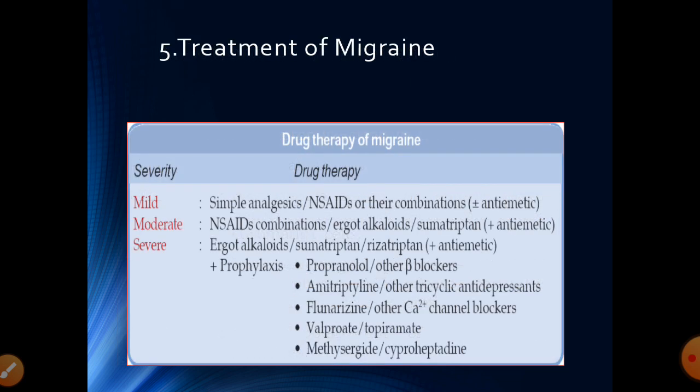Next is treatment of migraine. So here it is given a specific drug for a specific migraine problem. Like for mild migraine, we have to use simple analgesics or NSAIDs. For moderate, we are giving a combination of NSAIDs and ergot alkaloid and sumatriptan. And for severe, sumatriptan is very necessary, then ergot alkaloid. And for prophylaxis, these have been asked in earlier question papers many a time. So you have to remember propranolol, amitriptyline, flunarizine, valproate and methotrexate. So this table also becomes very important with respect to the exam.